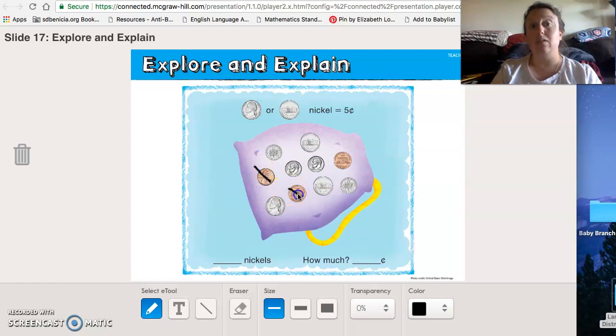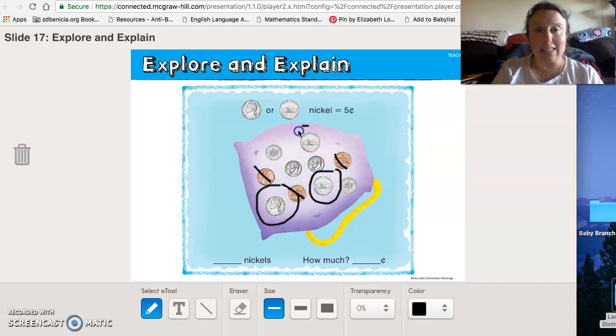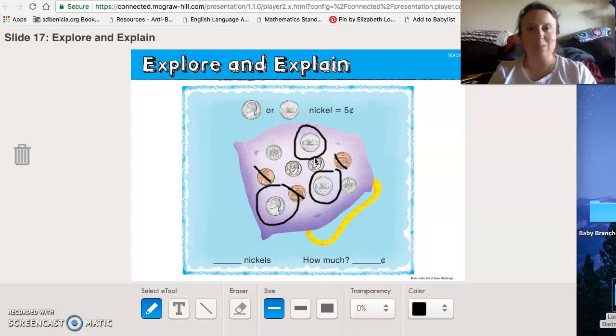Not a nickel. Not a nickel. Is this one a nickel? Now, here's the trick. We have this larger coin and we have a smaller coin. Which one is a nickel? Look down at your paper. Which one has... Yeah, you're right. This one's a nickel. This guy is a nickel. And this guy is a nickel. What are these smaller ones? That's right, they're dimes. Okay, so they want us to know how many nickels.